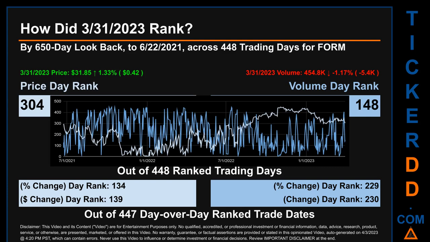The line graph overlays price and volume's daily ranking, as shown respectively in light versus dark blue, across those target days' trading days. In this view, essentially the dips are good whereas the spikes are bad. The price's day-over-day percentage change, jumping 1.33% on March 31, 2023, had a day rank of 134 while its dollar difference of 42 cents had a rank of 139 when compared day over day across 447 trading days. Volume's percentage change and difference were ranked respectively at 229 and 230.